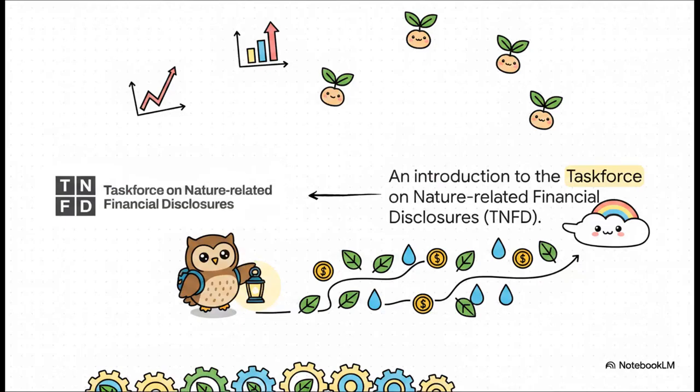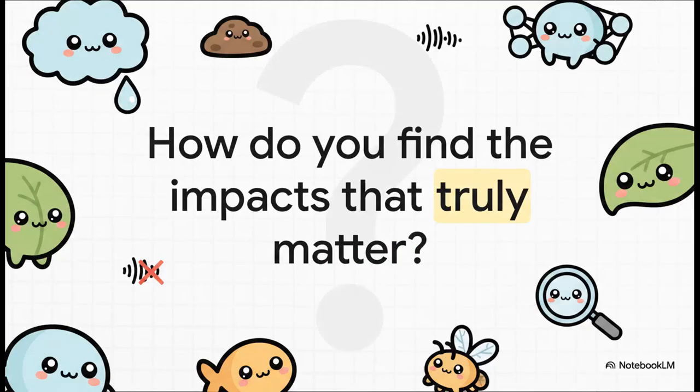So, to help us navigate this, we're looking to the Task Force on Nature-Related Financial Disclosures, or the TNFD for short. They've put together a really solid framework that helps companies and their investors make sense of their relationship with the natural world. And yeah, that really gets to the heart of what we're talking about today. Think about it. A company's impact can touch on water, land, the air, biodiversity, and that's across their entire supply chain. It's just an overwhelming amount of information. So how on earth do you find the signal in all that noise?